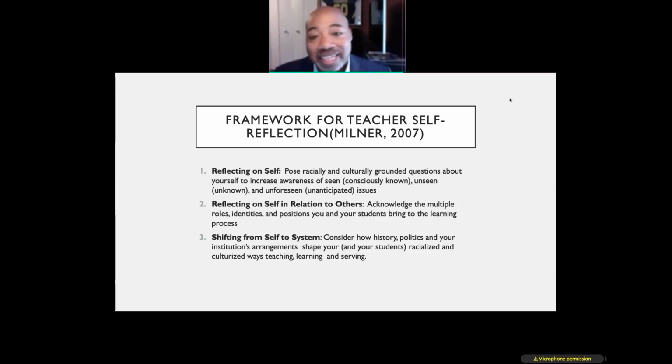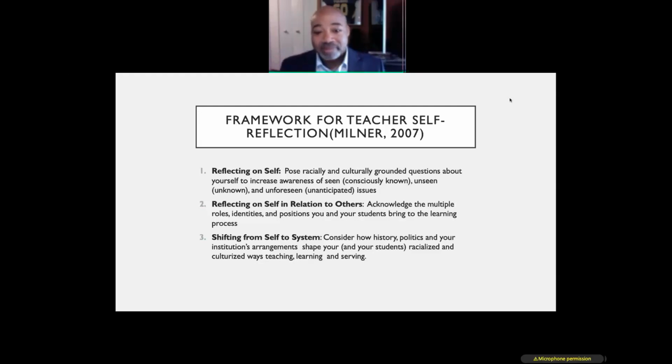All right. So here's the process that Milner suggests that we use to really engage in critical self-reflection. There are three really key features of this. First, we have to reflect on ourselves. Just as I was saying on the previous slide, you have to ask yourself these racially and culturally grounded questions, like what is it that I think and believe? You have to really probe those sorts of questions. You have to reflect on yourself in relationship to others. So when we're talking about higher ed folks, educators and staff members and leaders and so forth, you have to think about who my students are and how they might see the world, and how the way I see the world comes together with the way they see the world.